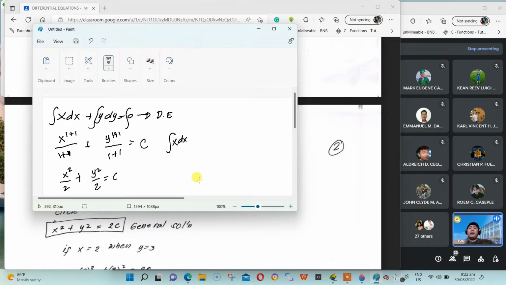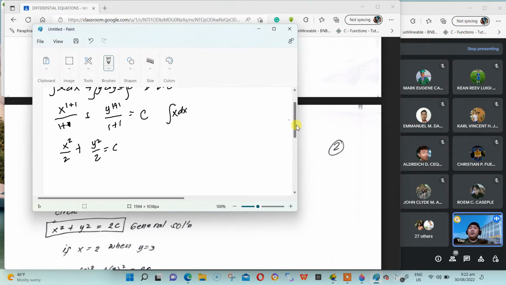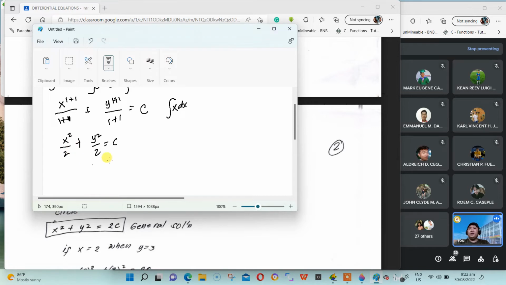In this case, we could simplify this further. You could multiply both sides by 2. Then you will have x squared plus y squared equals 2c. Therefore, this will be your general solution.